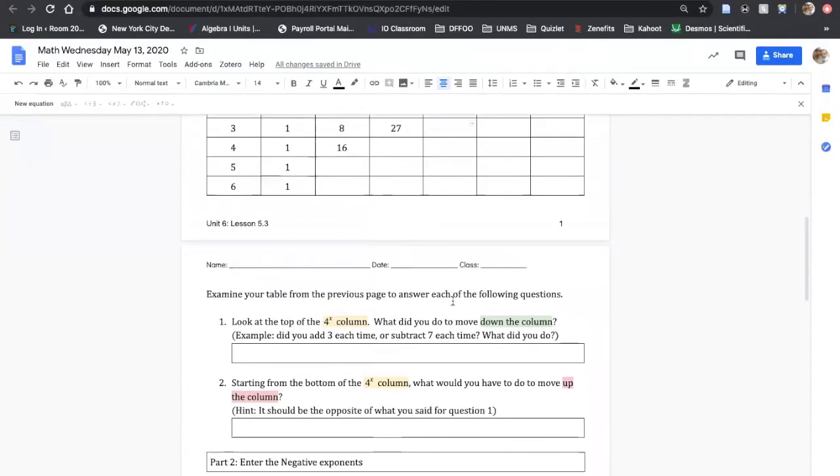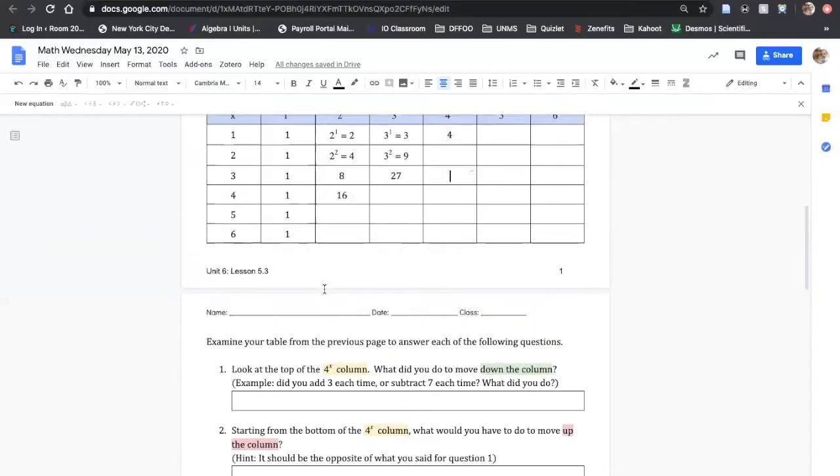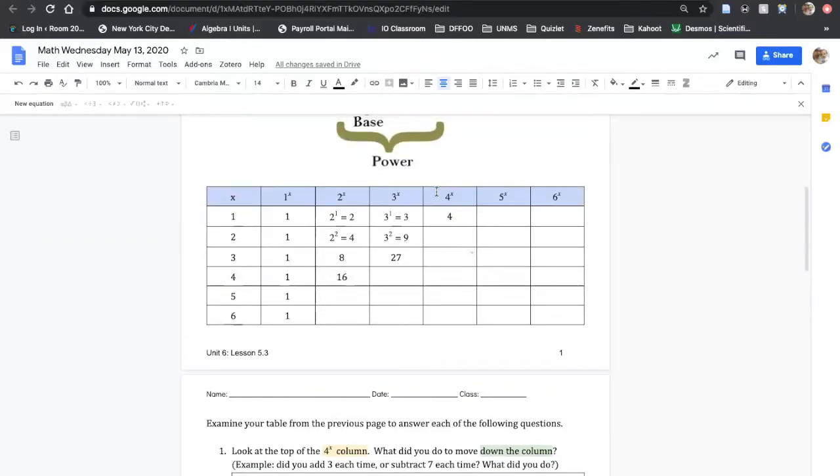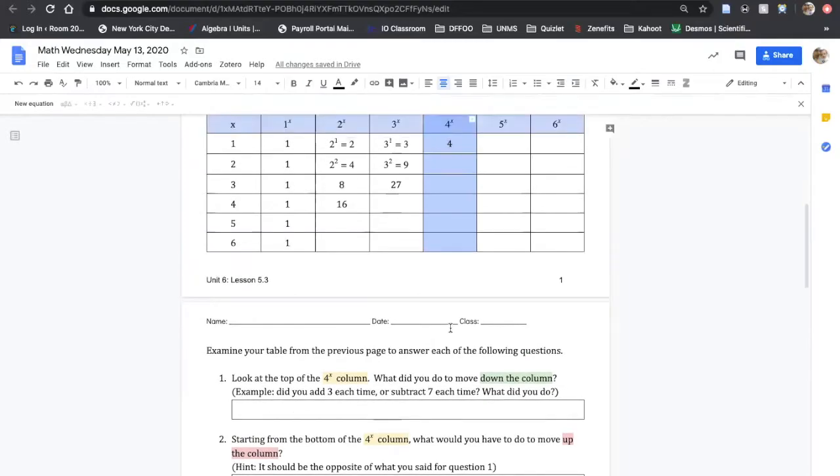And once you're done with that section, you're going to look at the questions on the next 2 pages. So it says, look at the top of the 4 to the x column. So looking back at this table here, the 4 to the x column would be this column here, right? So looking at that column, it says, what did you do to move down the column? All right, so for example, did you add 3 each time? Or did you subtract 7 each time? What am I doing to move down the column?